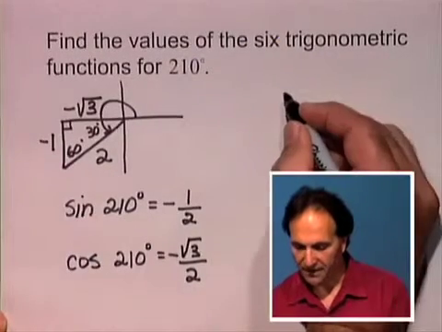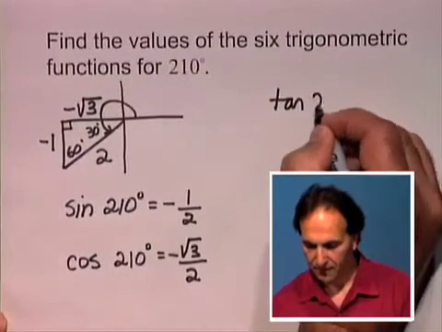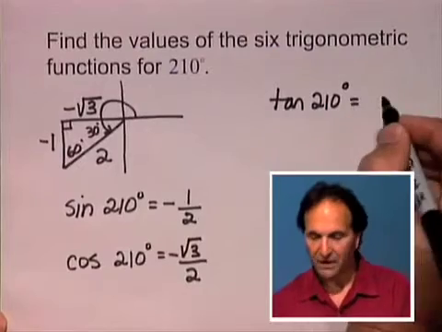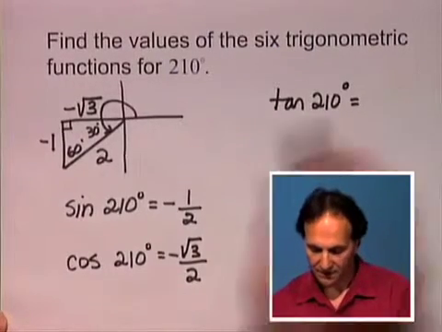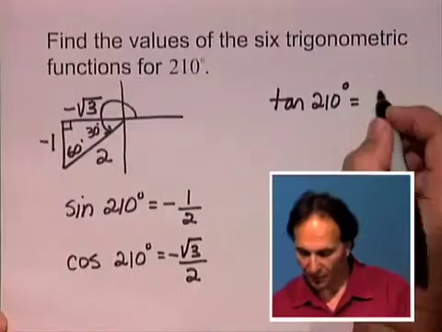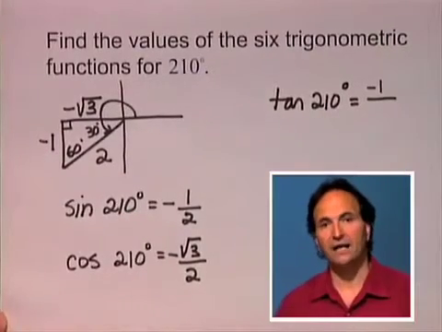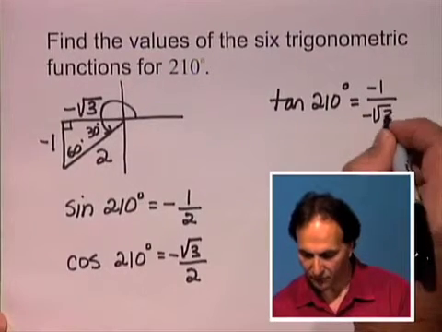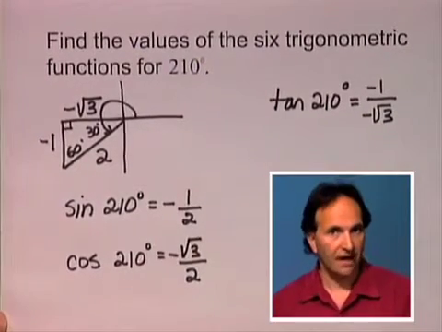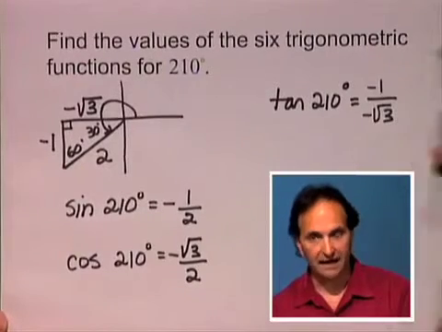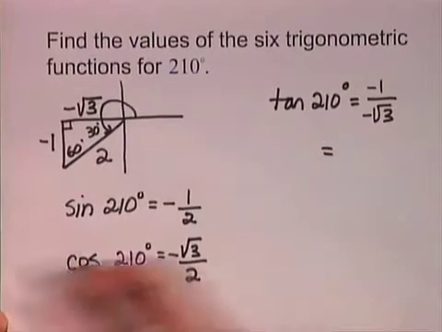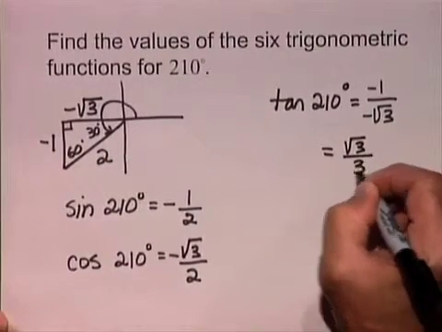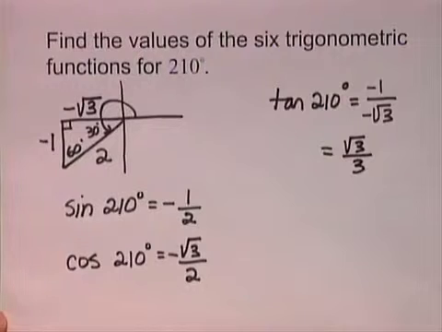Now we'll find the tangent of 210 degrees. That would be equal to the side opposite the 30 degrees, which is -1, divided by the side adjacent to 30 degrees, negative the square root of 3. Rationalize the denominator as well as divide a negative by a negative, and we find that the tangent of 210 degrees is positive the square root of 3 divided by 3.